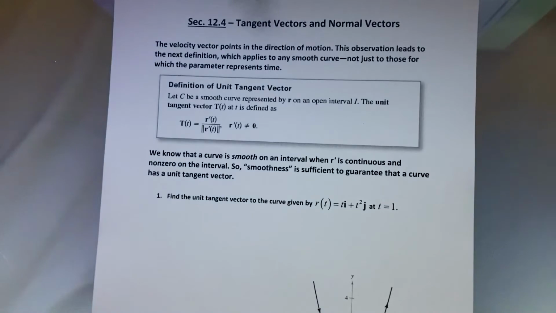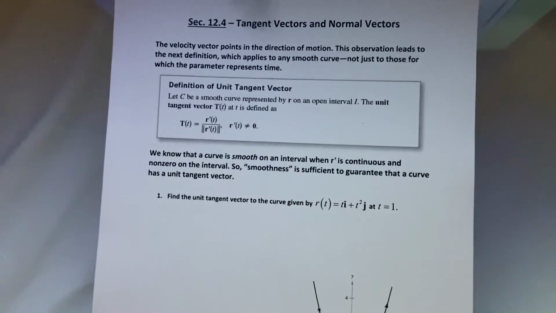If C is a smooth curve represented by r on an open interval, the unit tangent vector is defined as T of t, and it's r prime of t divided by the magnitude of r prime of t, where r prime of t is not 0. So we know a curve is smooth on an interval when r prime is continuous and non-zero. So smoothness is sufficient to guarantee a curve has a unit tangent vector, because you know r prime of t is not going to be 0 if it's smooth.